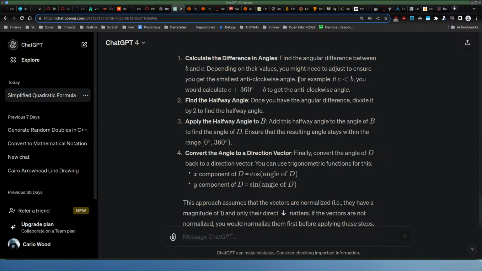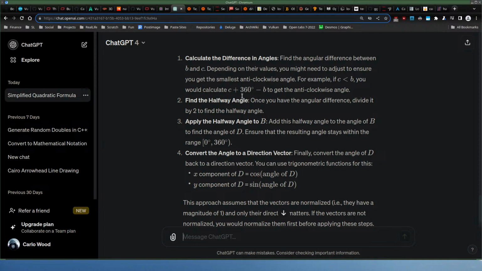This is nonsense. The smallest anti-clockwise angle. What do you mean? This is only one angle. I mean a positive. It's only a valid anti-clockwise angle when the angle is positive. So if C is less than B, this will be negative, and therefore we add 360 degrees.